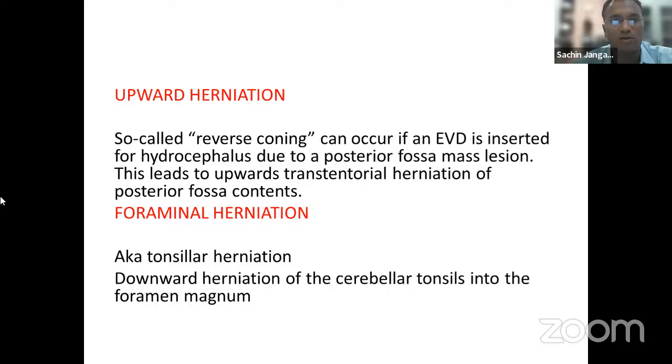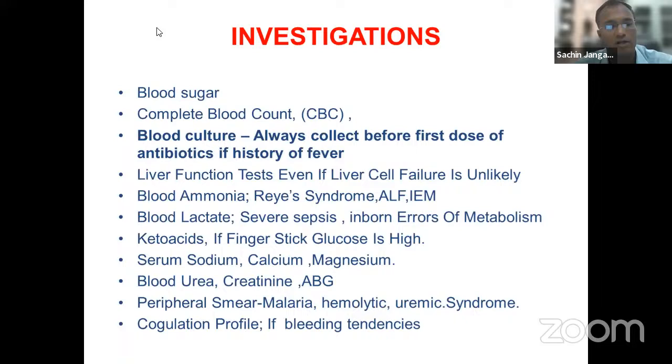So, what are the investigations which are done in the comatose child? First, check the blood sugar because it is easily treatable, and if sugar is below 60, we have to give 25% dextrose, 2 ml per kg. Collect the sample for the CBC. This investigation should be done in each and every child. CBC and blood culture should be collected before the first dose of antibiotic if there is a history of fever.